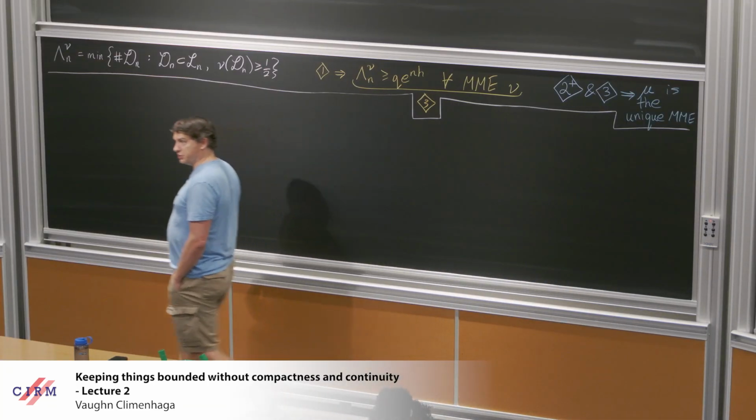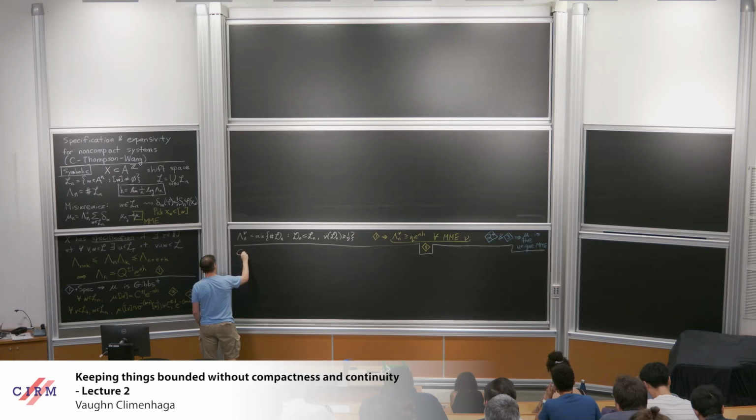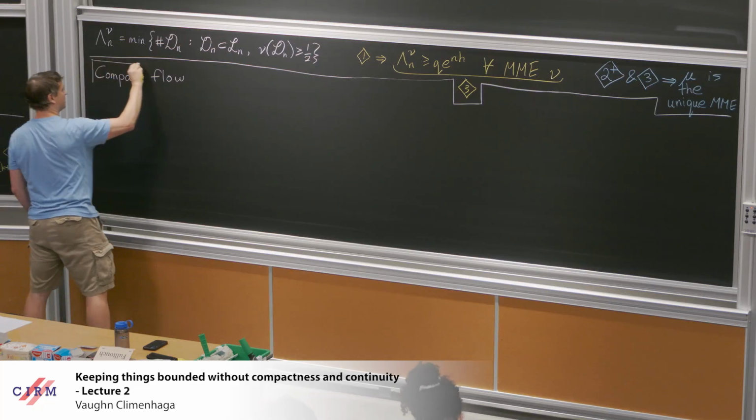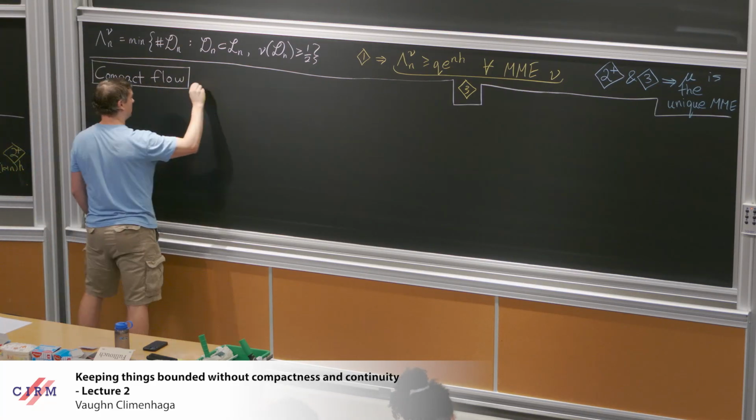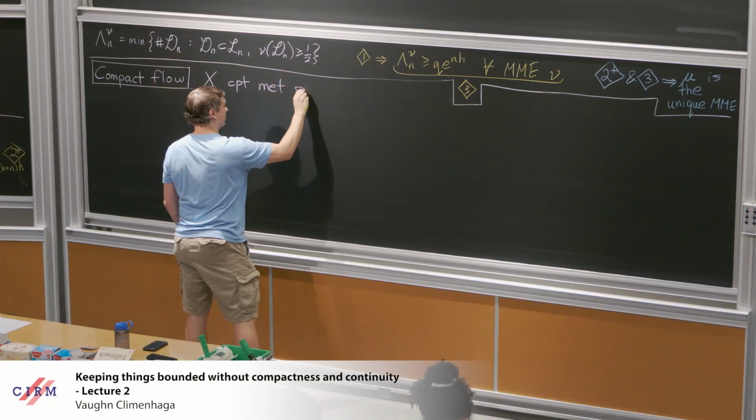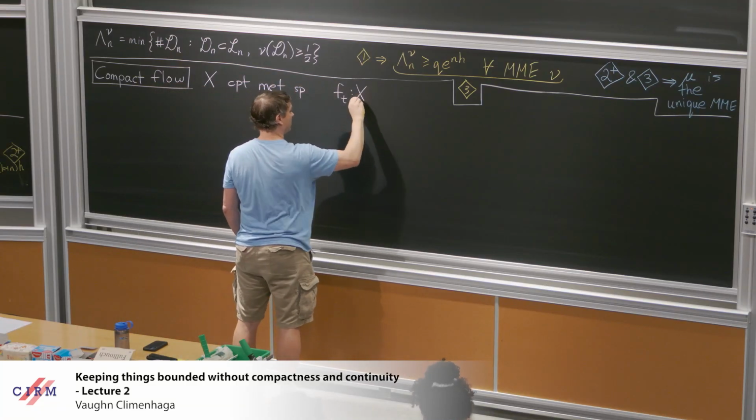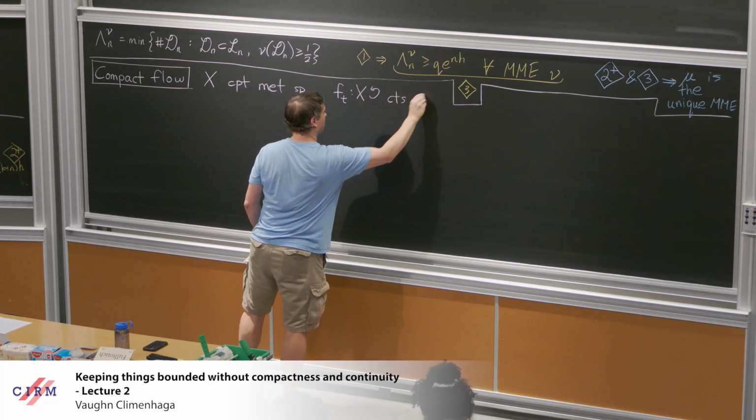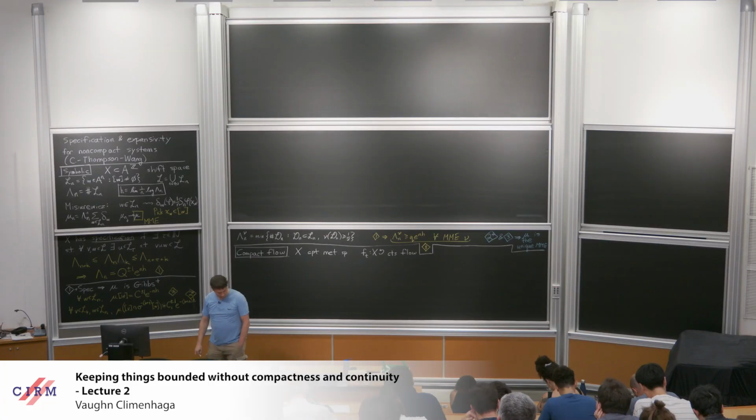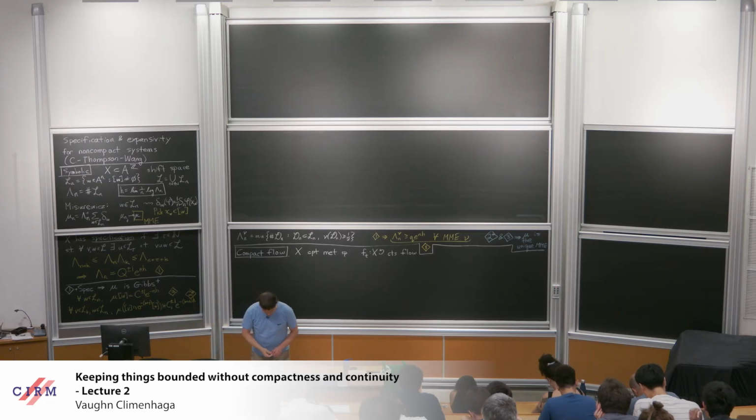So now instead of a shift space, let us consider a compact flow. That is, we have some compact metric space X, and we have some continuous flow on that space. So I want to give the ingredients to extend this story.